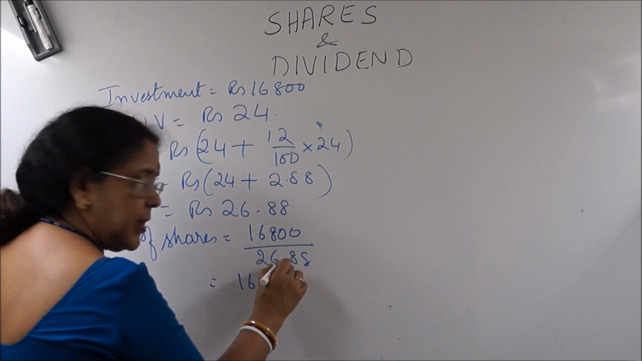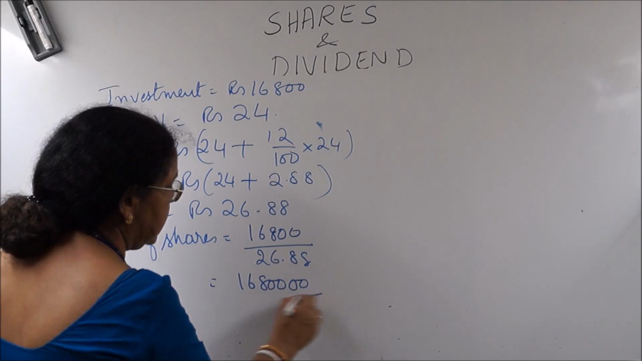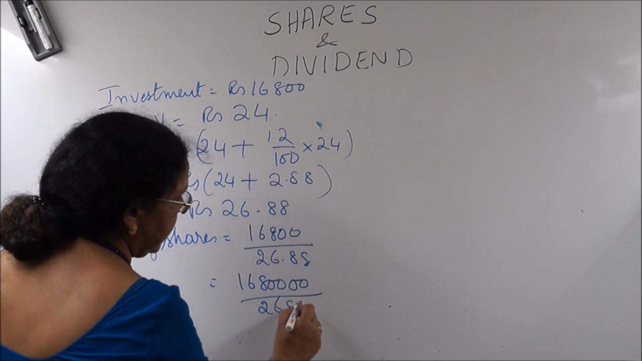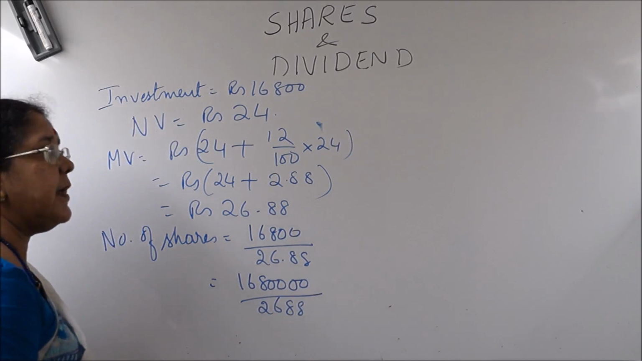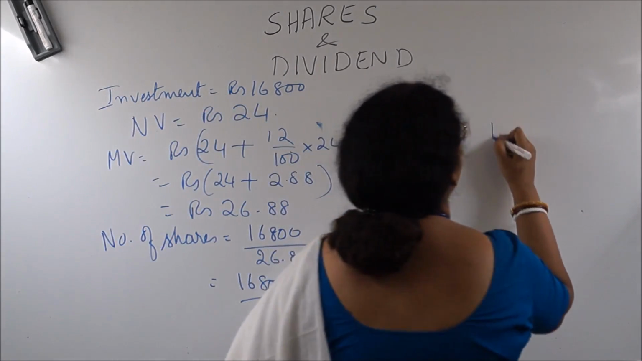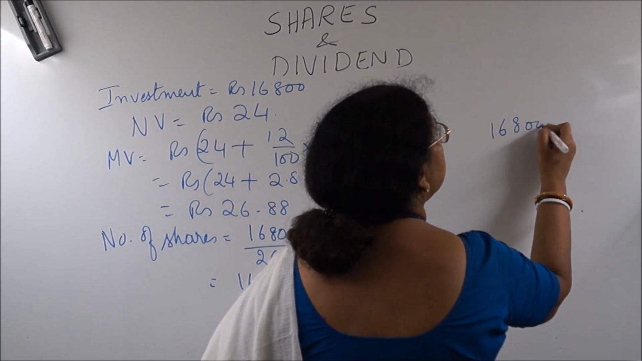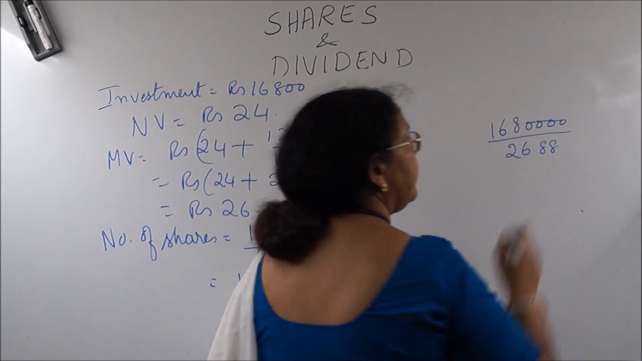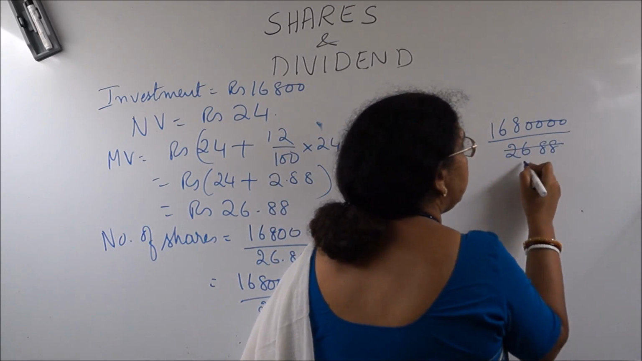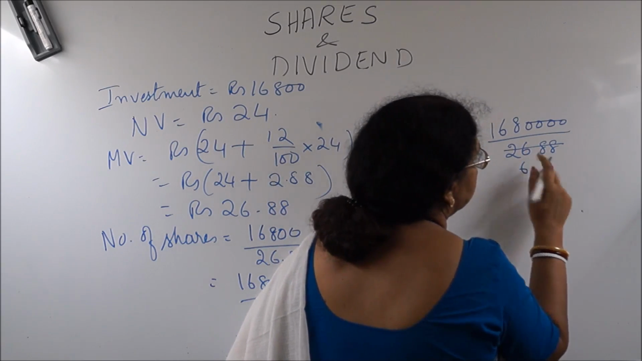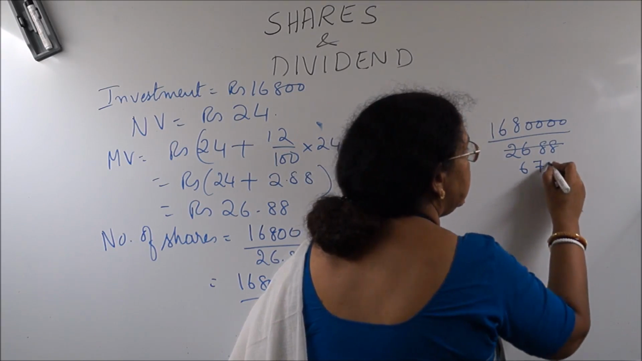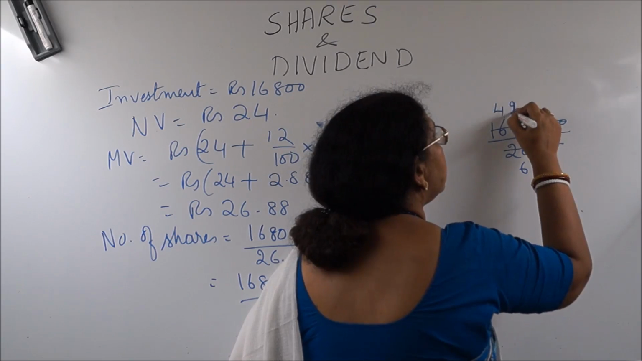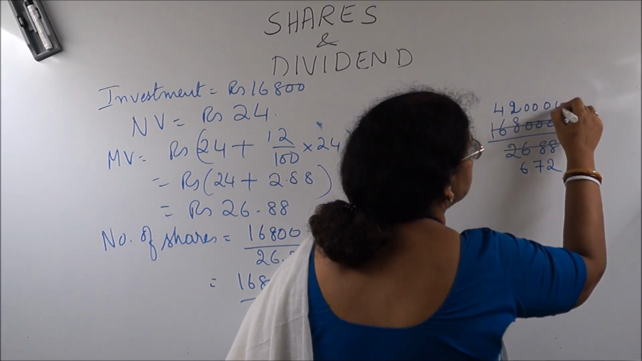16,800 into 100 to remove the decimal. So 2 zeros, and here the decimal will be removed when you multiply by 100. So 2688. So now let us simplify this. So 1680000 upon 2688. Now let us try 4 times. 4 6s are 24, then 28, 4 7s are 28, 4 2s are 8. Here 4 4s are 16, 4 2s are 8, 0 0 0 0.